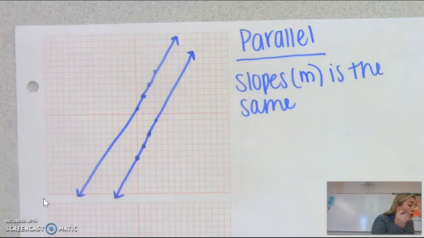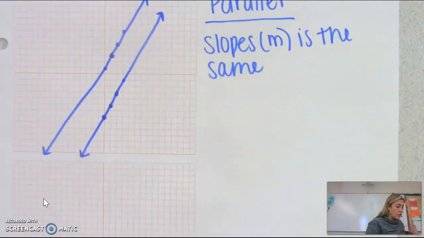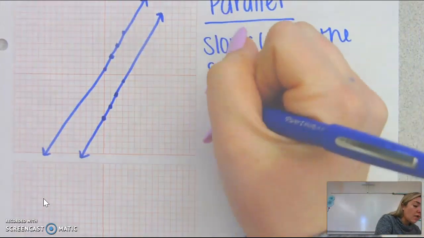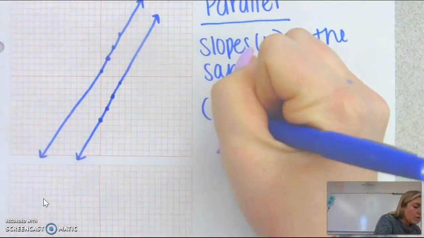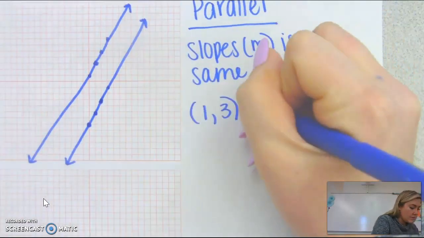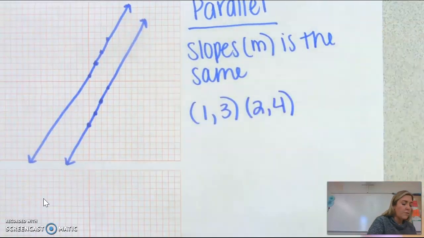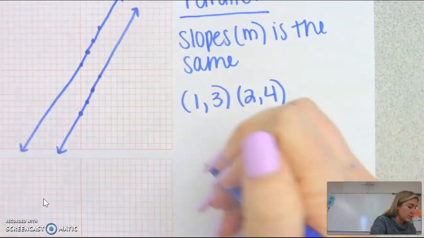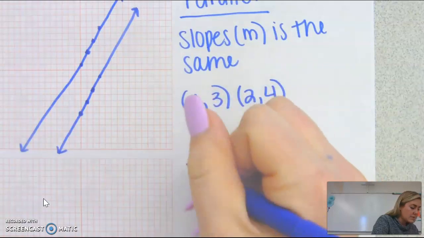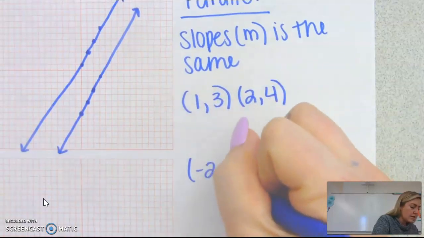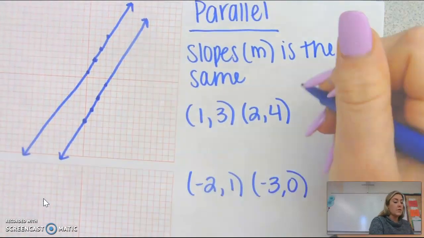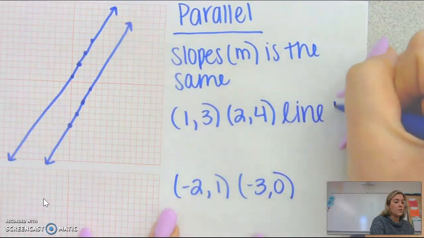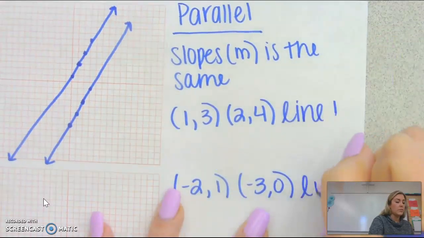So let's talk about how to do that when we're given 2 points. If I'm given 2 points, let's do number 1 on your homework. I'm given (1, 3) and (2, 4). So that's my first set of points. And then I'm also given (-2, 1) and (-3, 0). So this is line 1, and this is line 2.